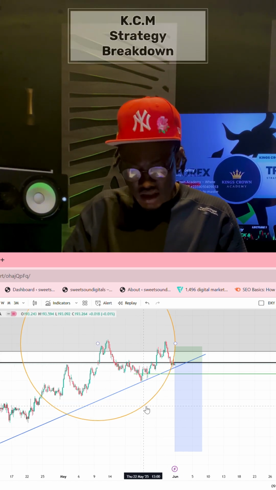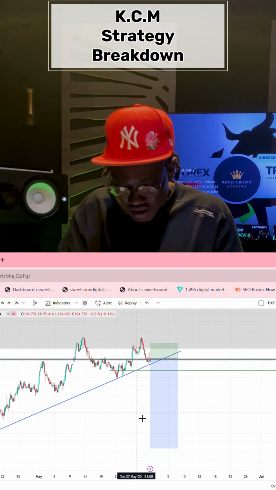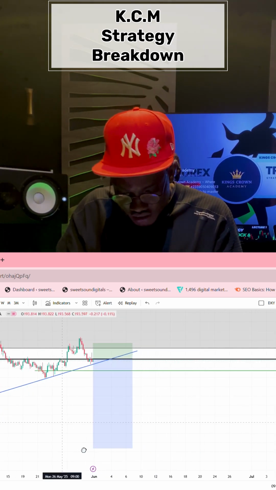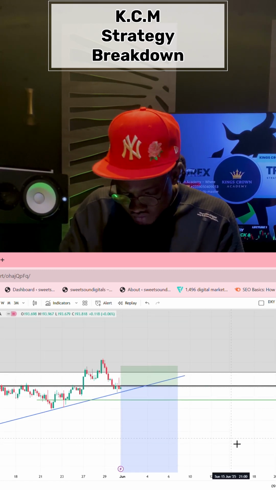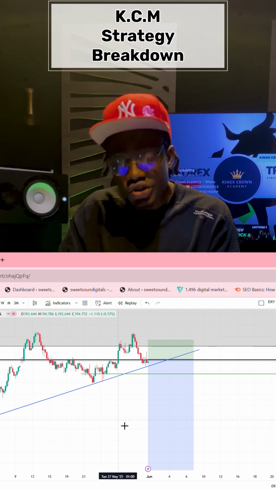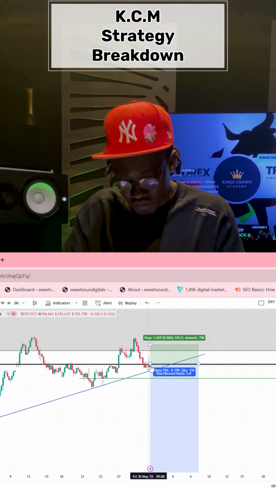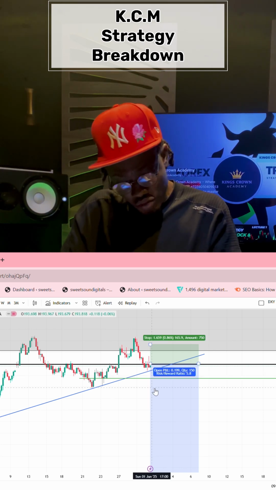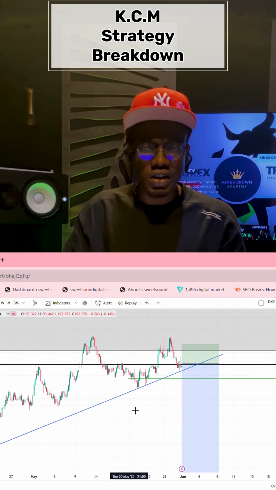Now, anytime we see price close with a full body within this range, guys, you are taking this sell trade, and I'm going to be taking this trade. I'll share it with the community. So anytime we see a full body close around here, then you know that the sell trade is ready.